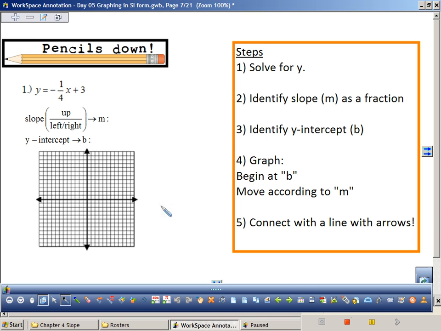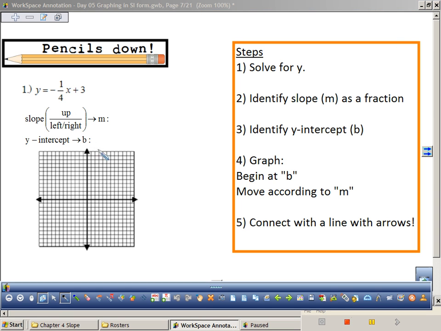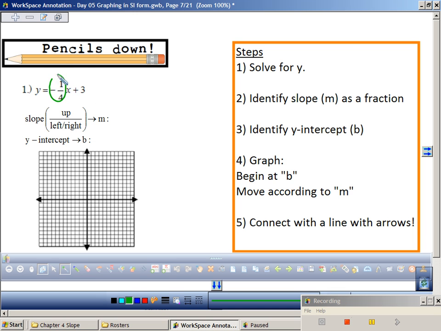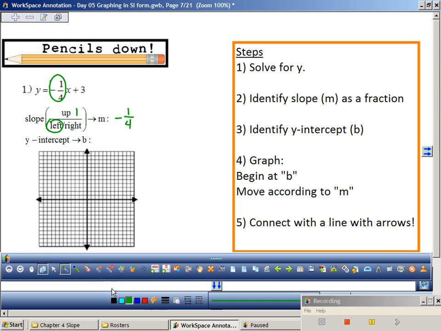All right, let's keep our pencils down first. You're going to copy this down onto your worksheet, so don't worry about it, okay? So just eyes up here. So, solve for y. I've already solved for y. It's right there in front of me. Identify my slope. My slope is negative 1/4. So I write negative 1/4. I'm going to go up 1, right? And I'm going to go to the left 4 because this is a negative slope. So I'm going to go in the negative direction on my x-axis. My y-intercept is positive 3.